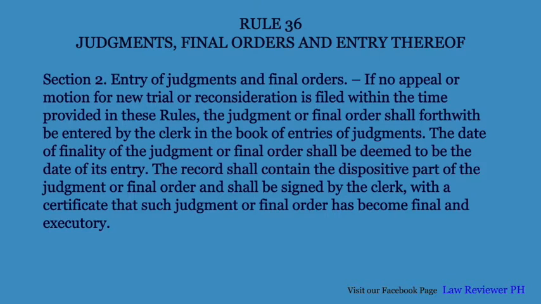Section 2. Entry of judgments and final orders. If no appeal or motion for new trial or reconsideration is filed within the time provided in these rules, the judgment or final order shall forthwith be entered by the clerk in the book of entries of judgments. The date of finality of the judgment or final order shall be deemed to be the date of its entry. The record shall contain the dispositive part of the judgment or final order, and shall be signed by the clerk, with a certificate that such judgment or final order has become final and executory.